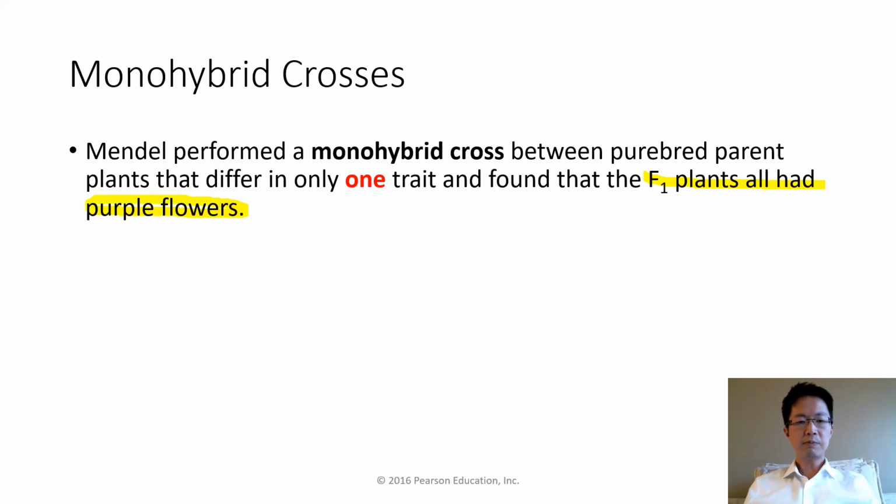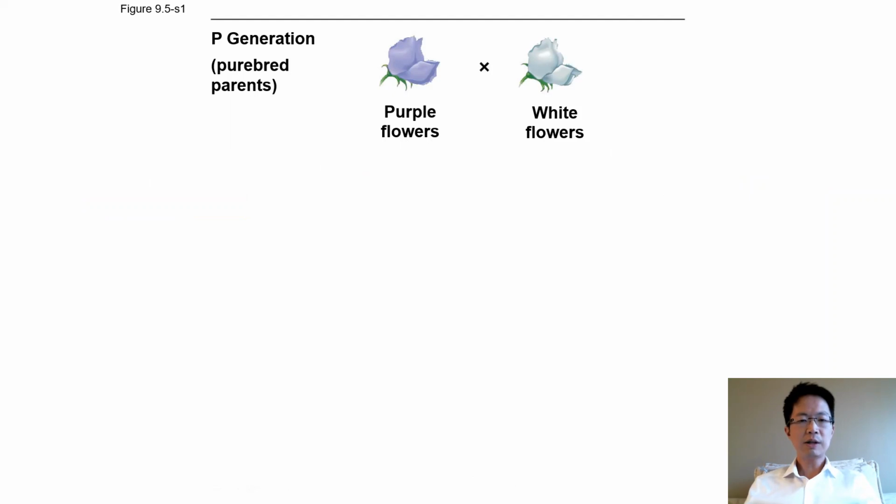Remember, the P generation, the parent, is the purebred of purple crossing the purebred of white. How come all the F1 generation are purple? What about the white color? What happened to the white color? Did the white flowers disappear or what? So let's take a look.